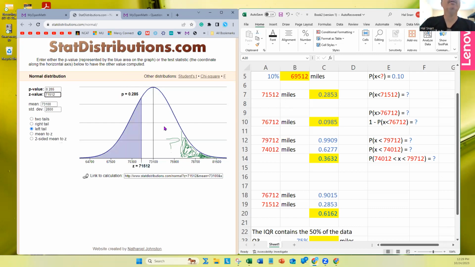Okay. So I want this area here. I don't want the area over here. I don't want this area. So the white area plus the blue area is 0.9015, and I got to subtract this off of it. And so this white area here, in between the green area and the blue or purple area, is 0.6162.